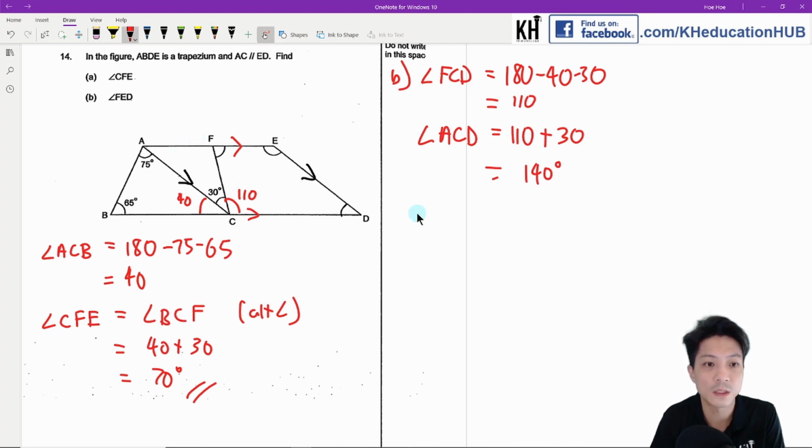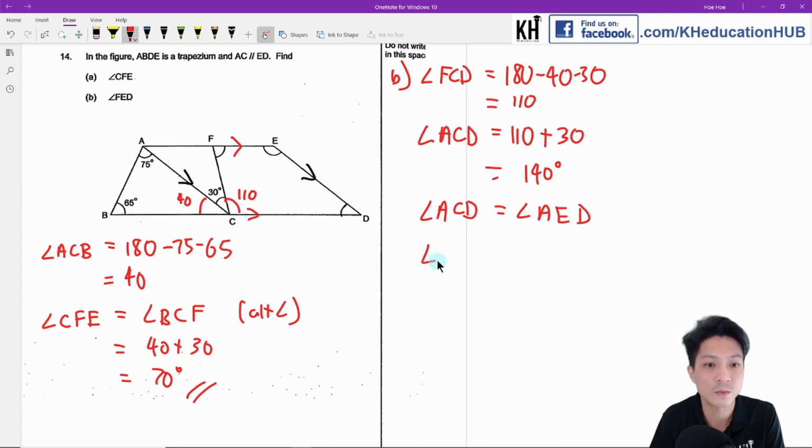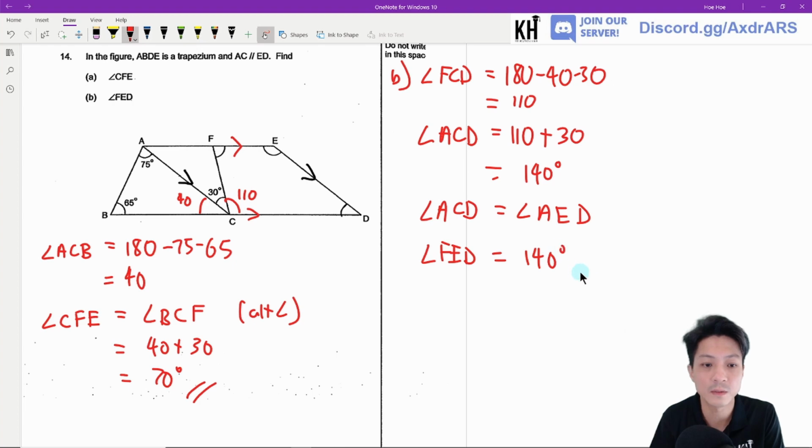Okay, if you notice, AEDC is a parallelogram. Okay, which means that angle ACD is equal to angle AED. Okay, so which means that angle FED is equal to 140 degrees. Okay, this is the answer for part B.